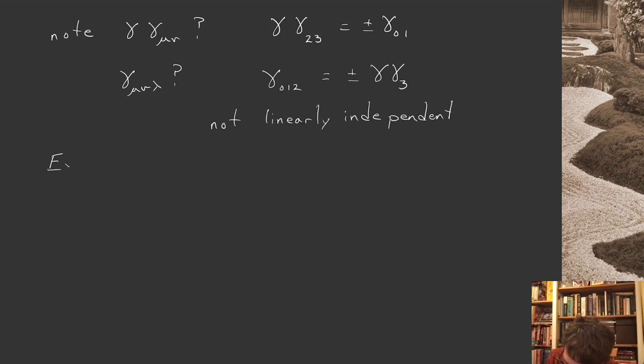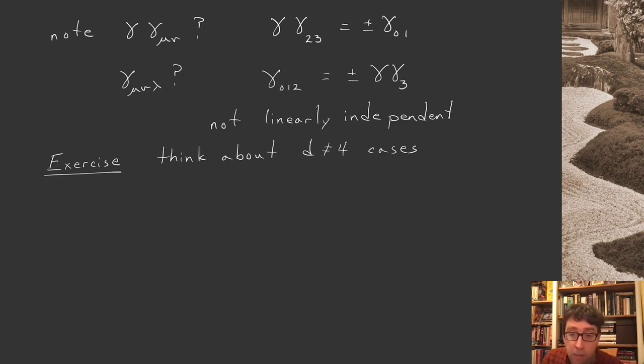And I'll leave it as an exercise for you to think about the general dimensional case. But you should be able to convince yourself that in any dimension, even or odd, remember in the odd dimensions I don't have the gamma 5 matrix, that the counting will work out.